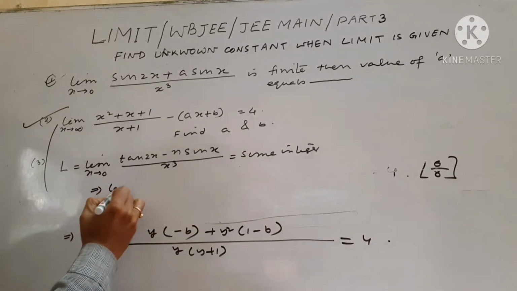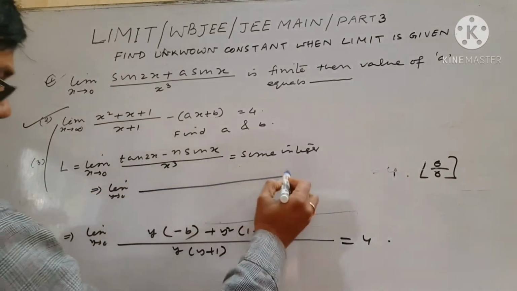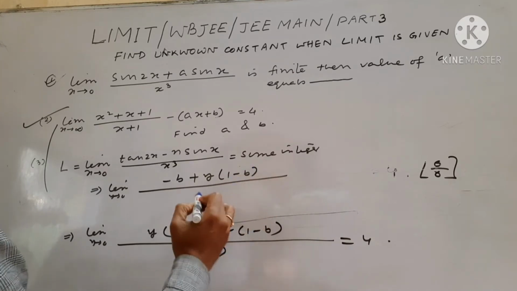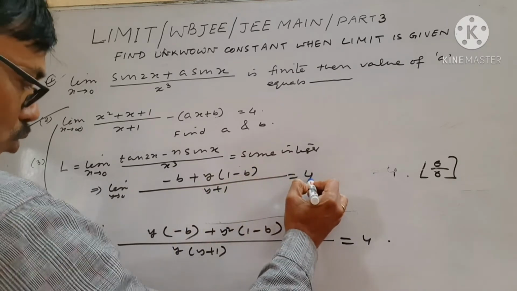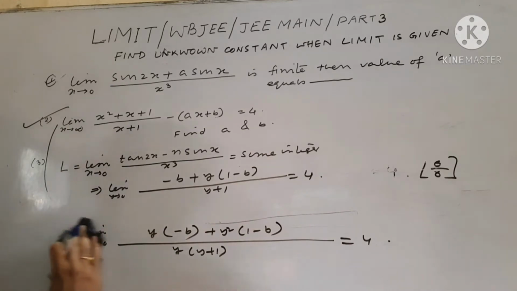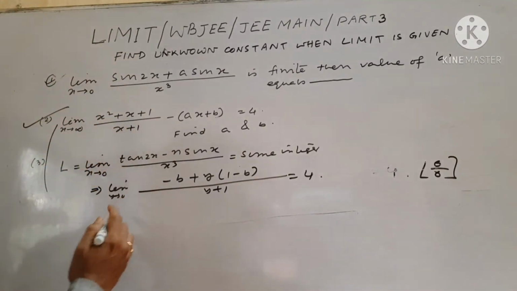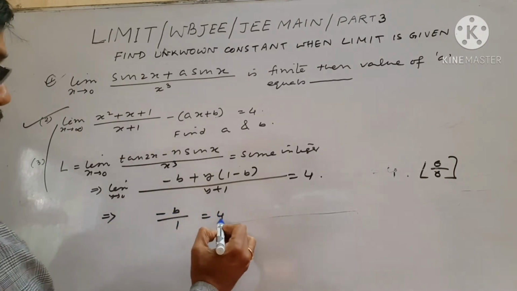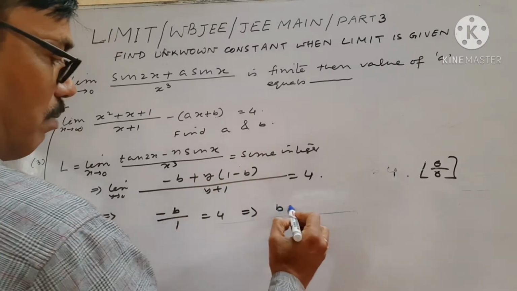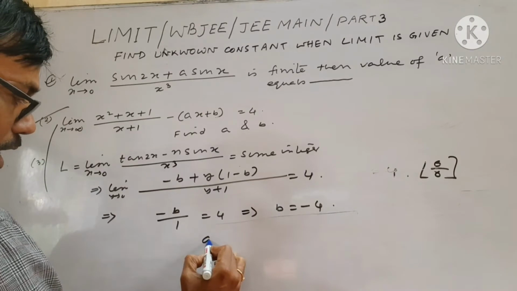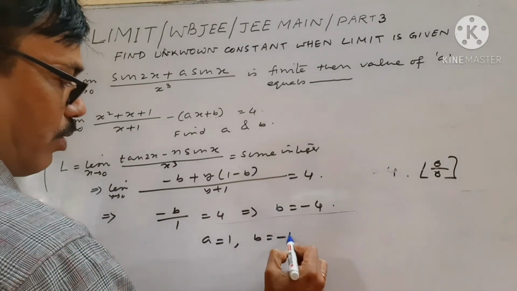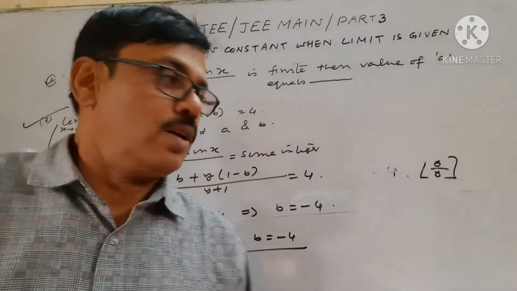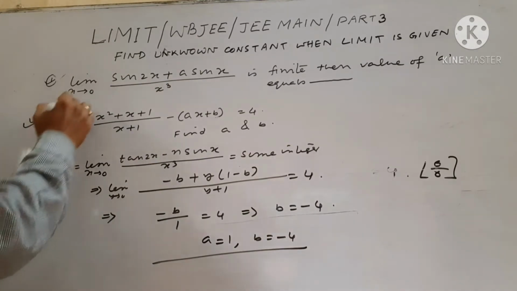So this implies limit y tends to 0 of minus b plus y into (1 minus b) by (y plus 1) equals to 4. y is cancelled out, so if we put y equals to 0, it is not undefined. So minus b by 1 equals to 4. So b is minus 4. So we are getting a equals to 1, b equals to minus 4. So this is problem number 2.